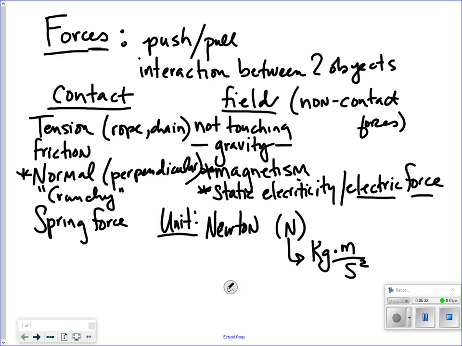Okay, let's move on to the next page. Here we go. Alrighty, so let's talk about the different types of contact forces that we have. F sub g, otherwise known as gravitational force.